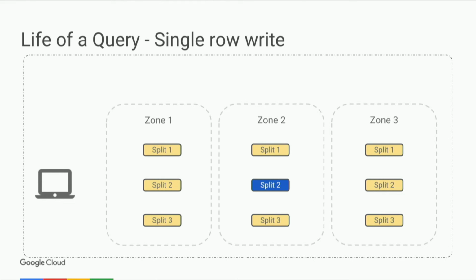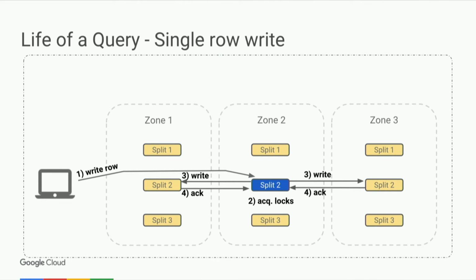Now let's look at data writes. For example, a single row write. As before, the Cloud Spanner API identifies the split, looks up the Paxos group to use for the split, and routes the write request directly to the leader. The leader then locks the row, writes the data to its own replica, and informs the replicas in other zones of the update. The leader waits for write acknowledgements from the other replicas, at which point it unlocks the row and returns a successful result.